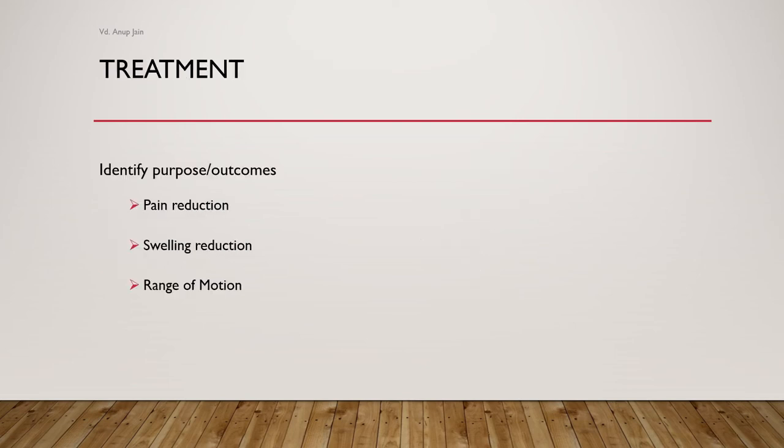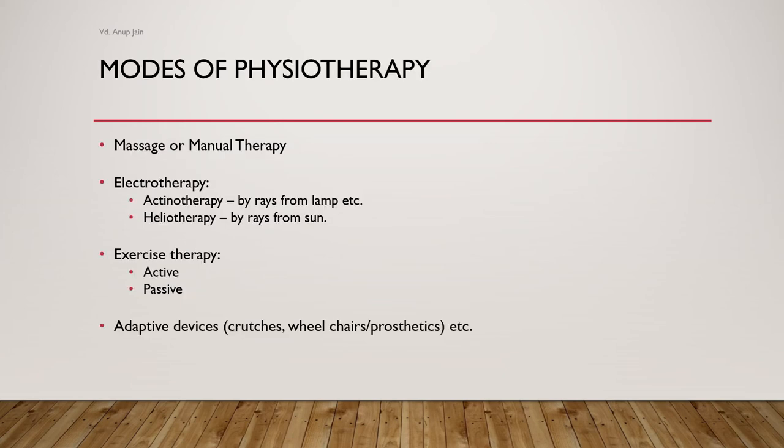After assessment has been made, the treatment modality is decided. To decide the treatment modality, first we have to identify the purpose or outcome of the therapy that we are going to do. For example, whether it is for pain reduction, whether it is for reducing swelling, or whether it is for improving the range of motion, and so on. Physiotherapy can be performed through various modes such as massage or manual therapy, electrotherapy, exercise therapy, or through adapted devices.